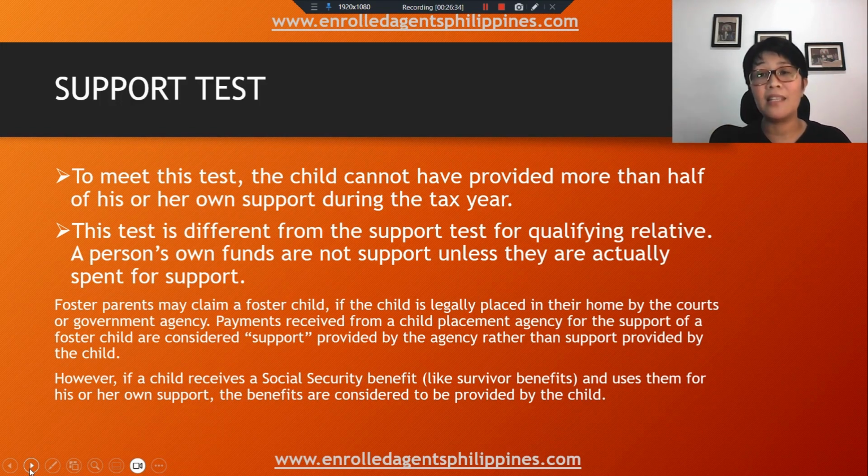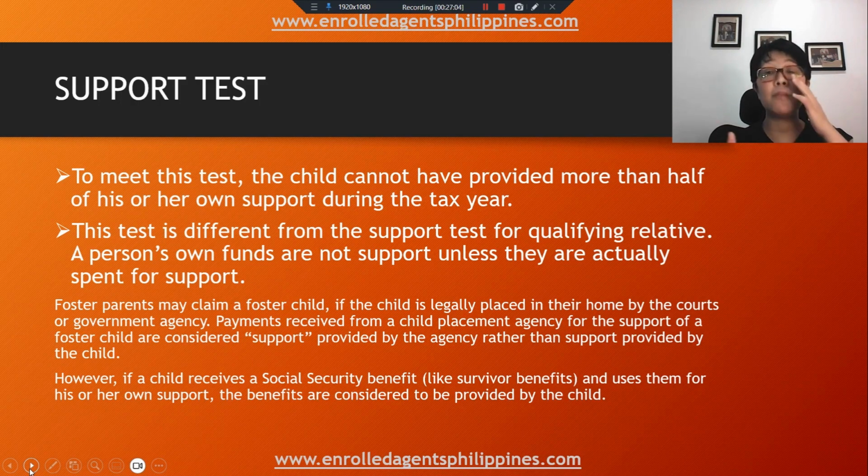Or mabuhay yung bata, hindi ginamit doon, sinave. So, in that case, hindi yon considered as support. No? So, kahit na kumita yung bata. Okay? Foster parents may claim a foster child if the child is legally placed in their home by the courts or government agency. Payments received from a child placement agency for the support of the foster child are considered support provided by the agency rather than support provided by the child.